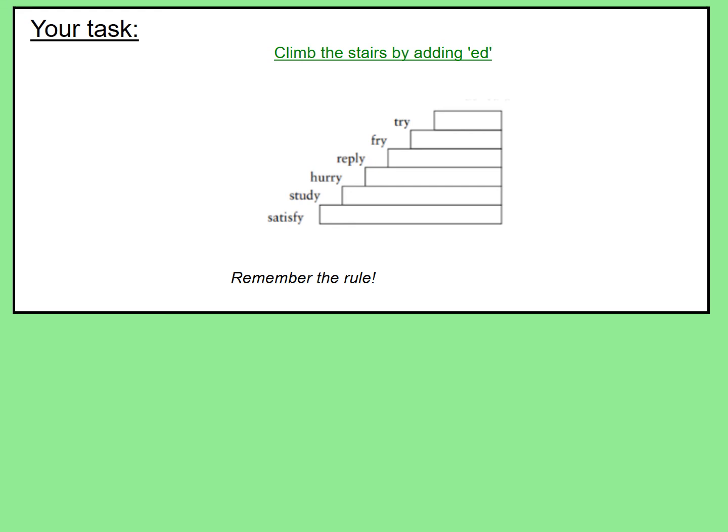So your first task today is climbing these stairs that you can see here on this picture. Remember you're trying to add ED as it says at the top. However, think carefully about the rule that we have been looking at together so far, and don't just add ED. Think about what we need to do to make the past tense verbs when these verbs have the Y ending.